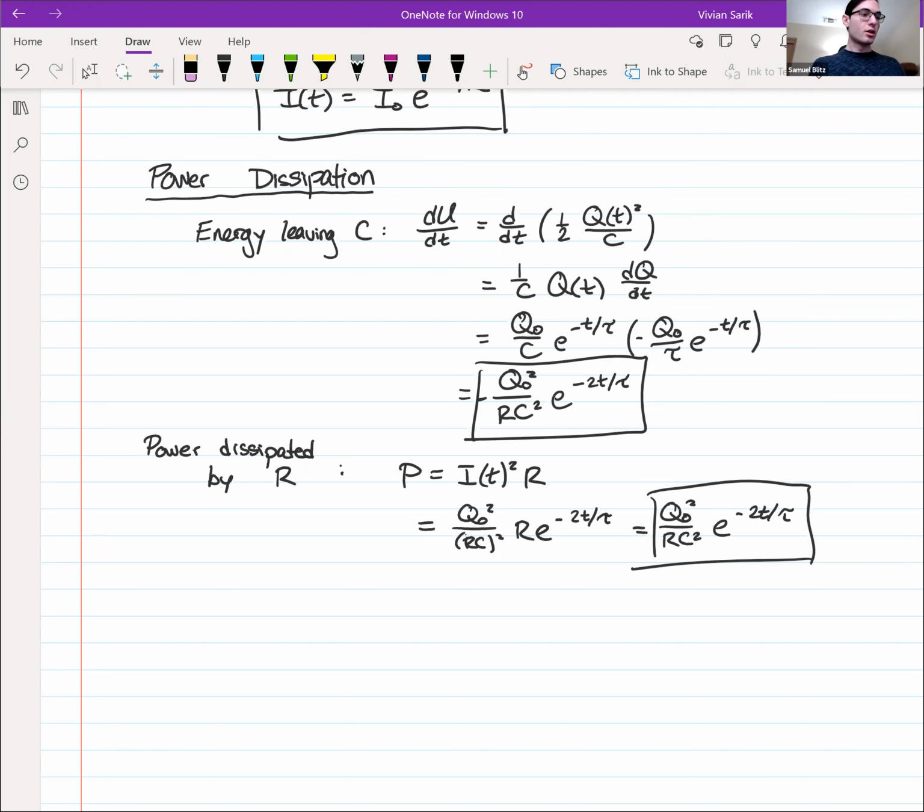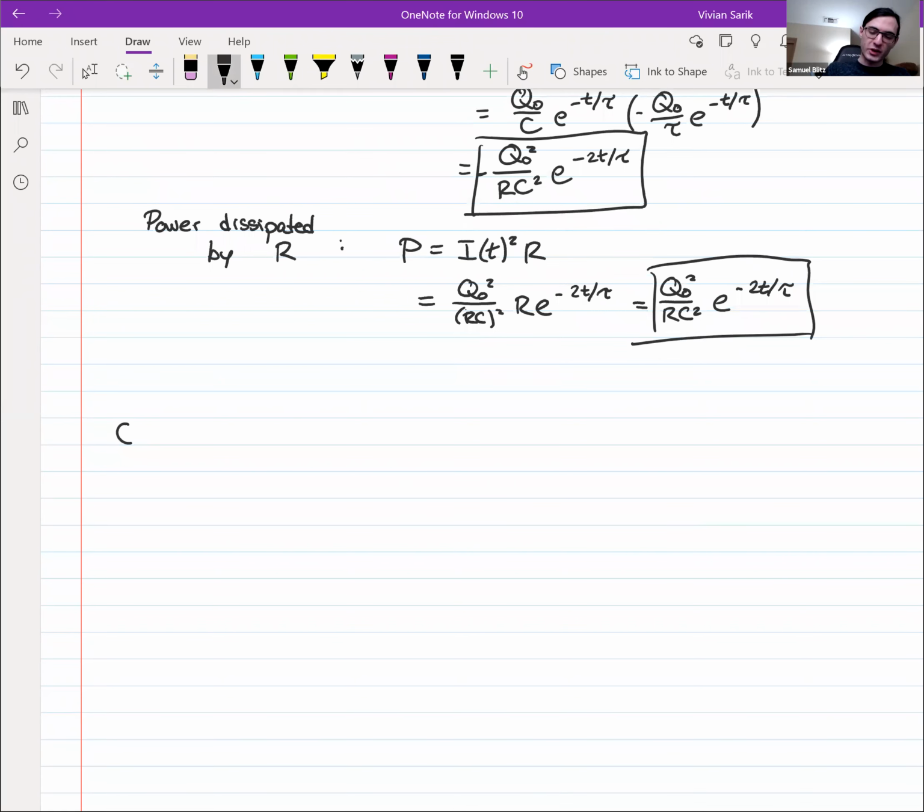Okay, all right. So that's all there is to say about discharging. That's not everything to say about charging or discharging capacitors, but that's the basic gist. Now let's talk about charging capacitors.